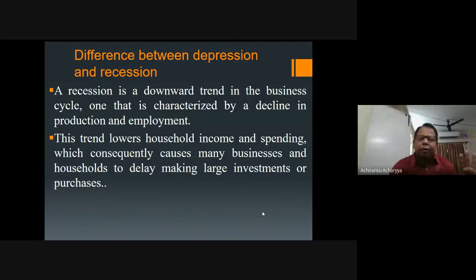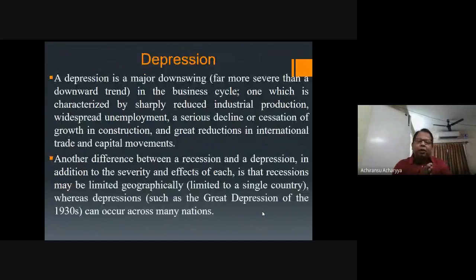But there's a difference between recession and depression. A depression is a much bigger issue. It's a major downsizing. It is far more severe than a downward trend like a recession in the business cycle. And it is one which is characterized by sharply reduced industrial production, widespread unemployment, a serious decline or cessation of growth in construction, and great reductions in international trade and capital movements.